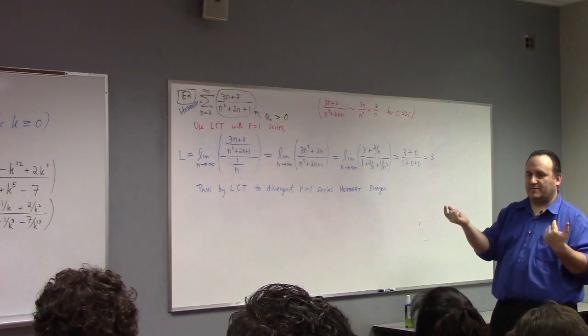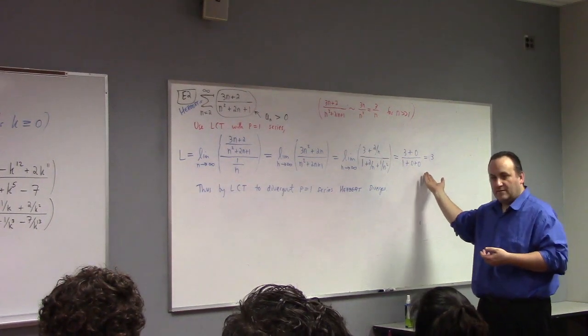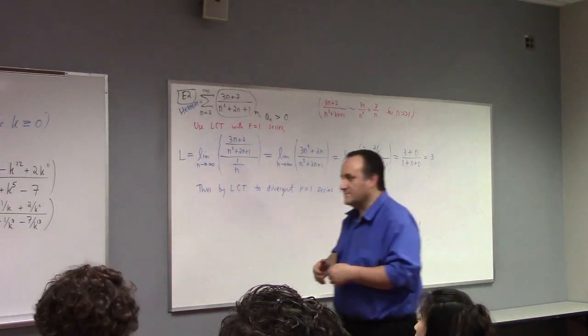What would happen here, by the way, if I flipped the meaning of a and b? Nothing much happens, except instead of getting a limit of 3, you get a limit of 1/3. That's all that happens.